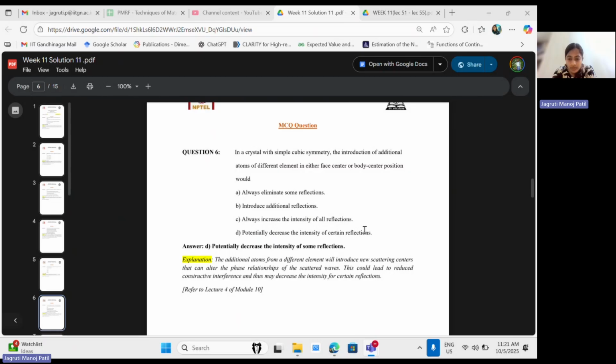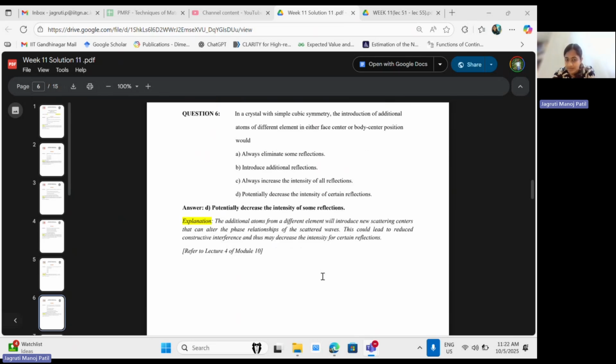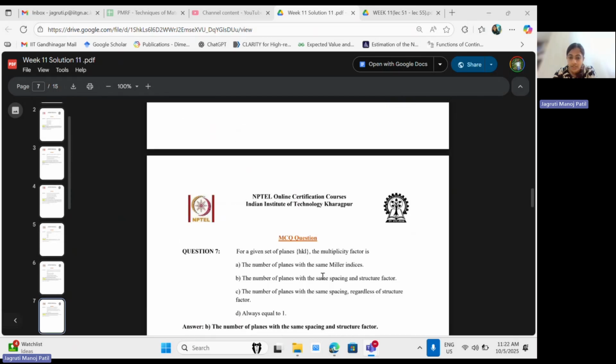How this is explained is that the additional atoms from a different element will introduce new scattering centers that will alter the phase relationship of the scattered rays. So this option is somewhat vague. It's not explaining the exact phenomena there. This could lead to reduced constructive interference and thus may decrease it. So it's exactly dependent on your entire logic there.